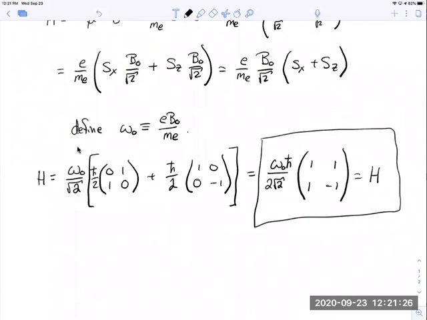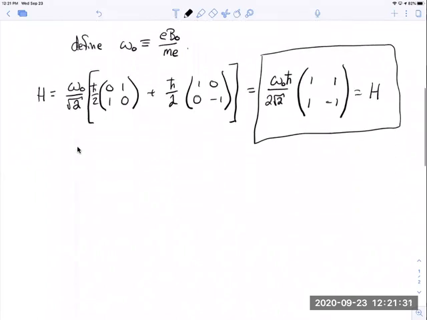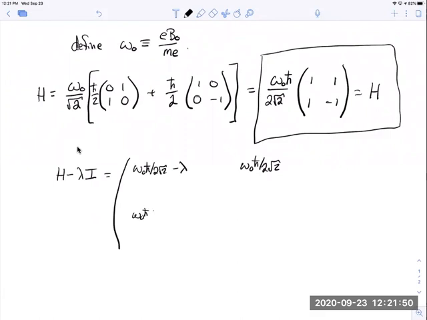All right, let's find the eigenvalues and eigenvectors. So I start by finding the Hamiltonian minus lambda times the identity matrix. This becomes omega naught h bar over 2 square root of 2 minus lambda, omega naught h bar over 2 square root of 2, omega naught h bar over 2 square root of 2, and then minus omega naught h bar over 2 square root of 2, minus lambda.